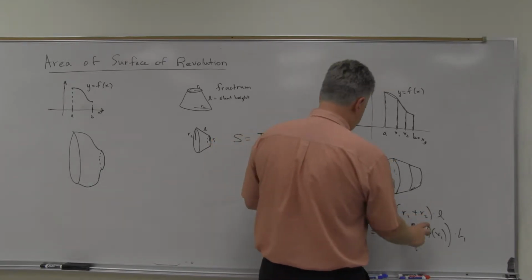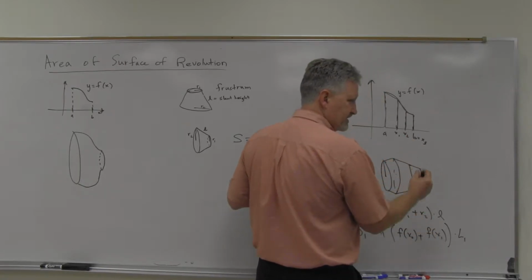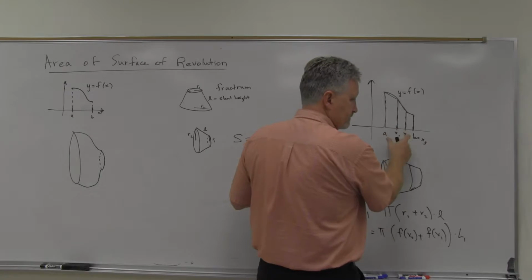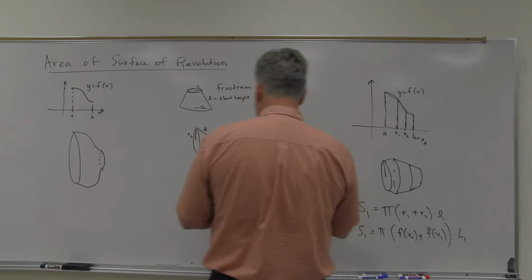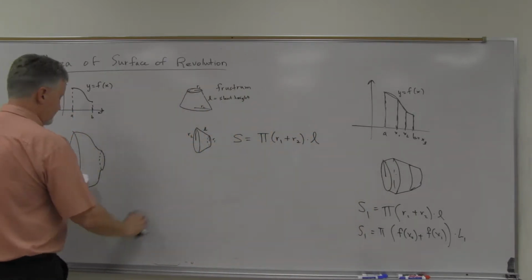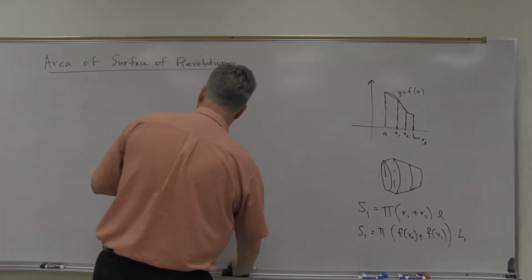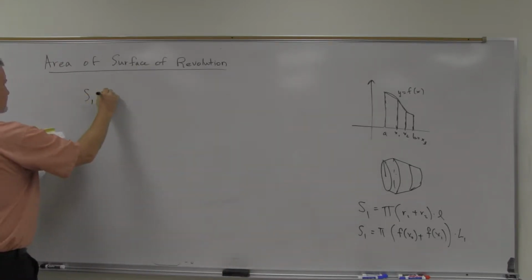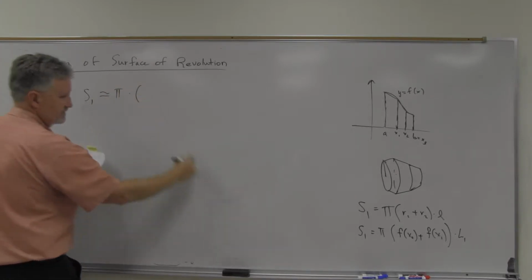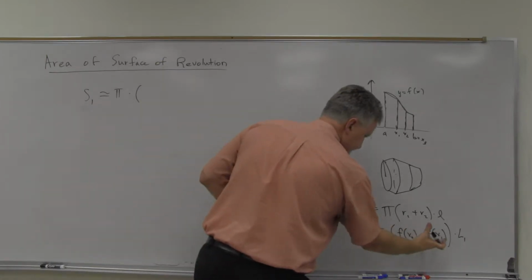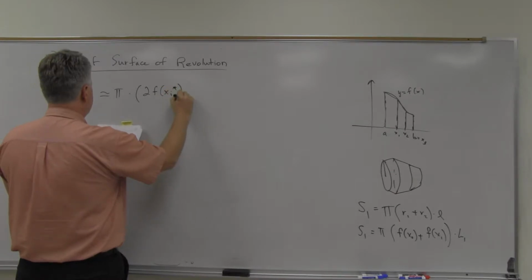Now, as we get closer and closer together, what we can do is basically just combine those when they get so indistinguishable. Those two function values, one and the same. That's what they do for simplification purposes. Make that into a 2. So S1 is approximately equal to pi times, and like I said, we're going to call those equal to f of x sub i star.